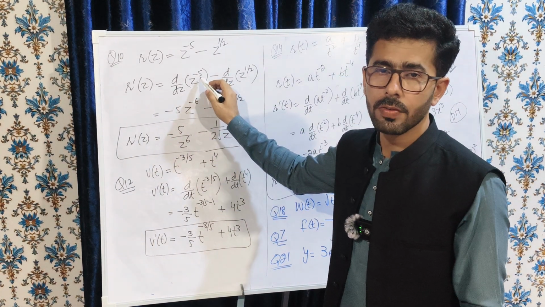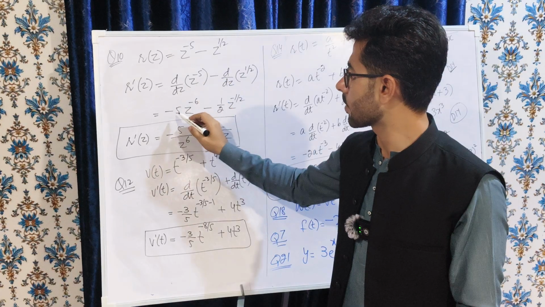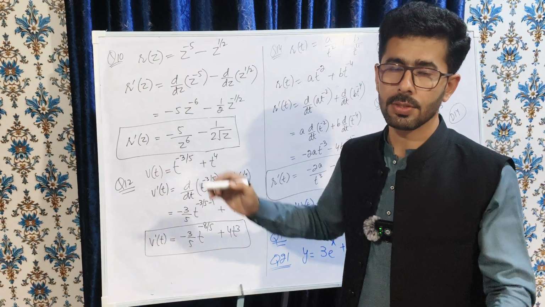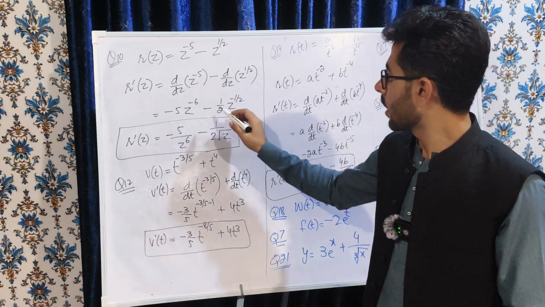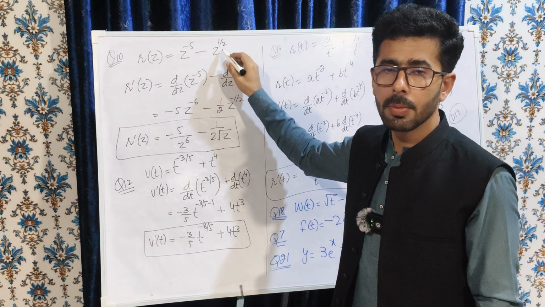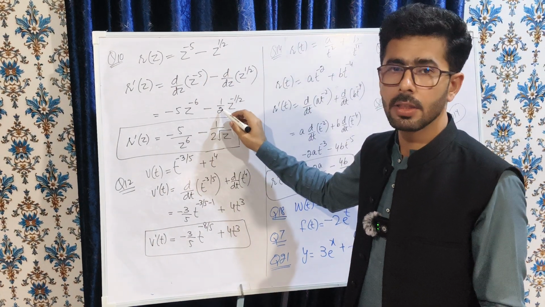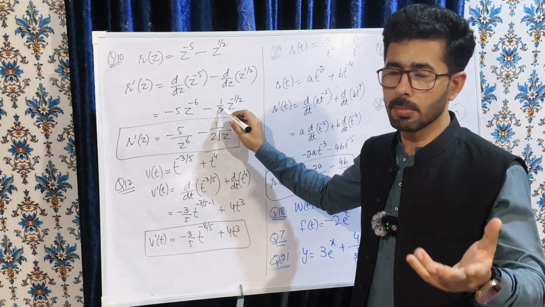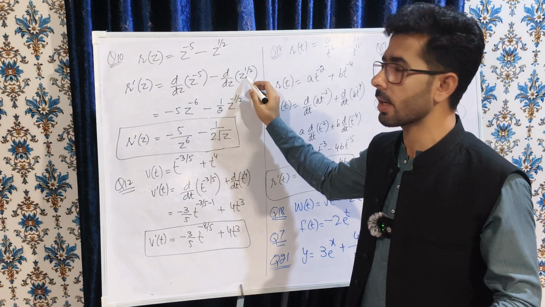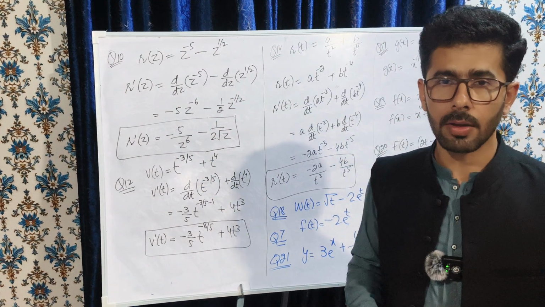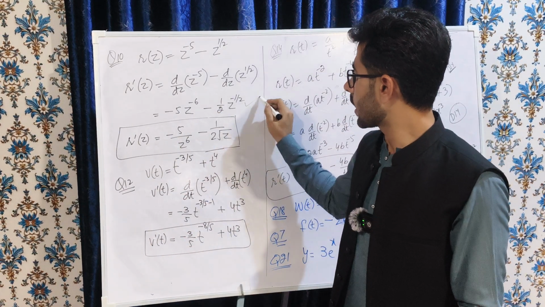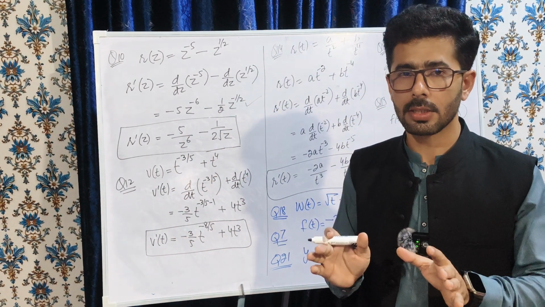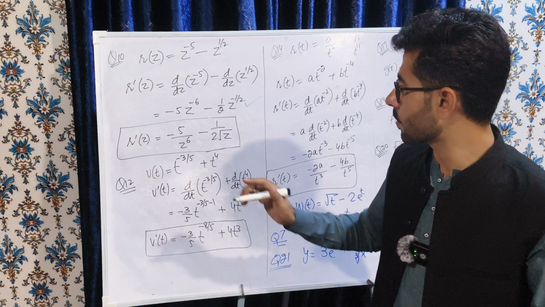We take the derivative of z power minus 5, that becomes minus 5 z power minus 6. So if you subtract one from a negative number, it becomes more negative. The derivative of z power half: you bring the half down in the multiplication, and z power half will be subtracted by 1, so that will be a negative half. You can write it like this if you want. That's an acceptable answer up to this point.